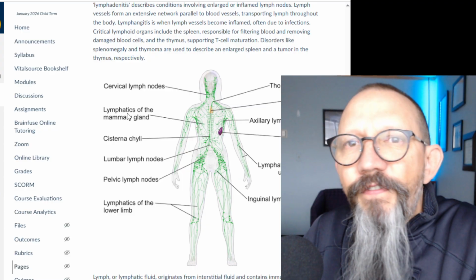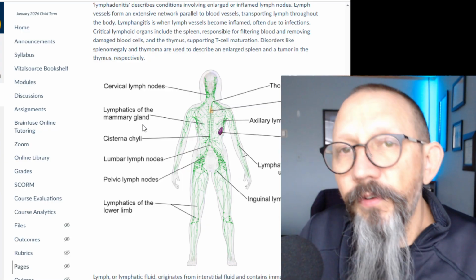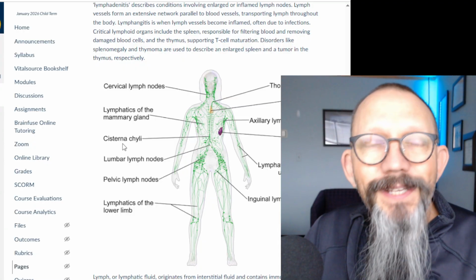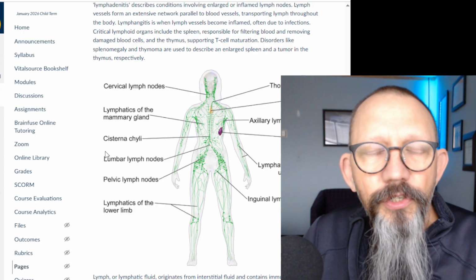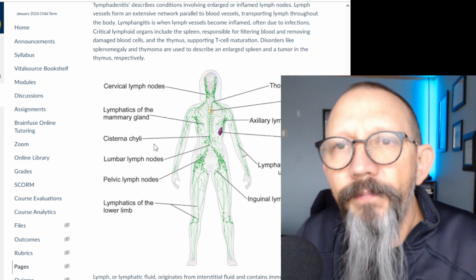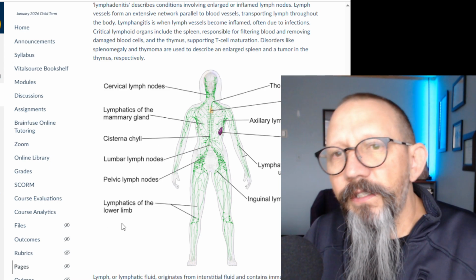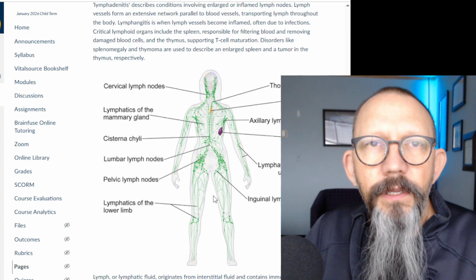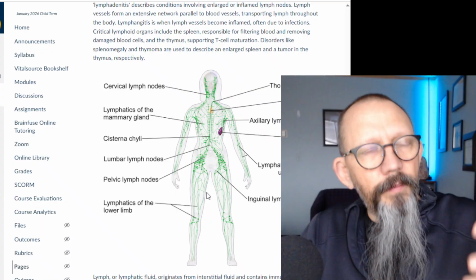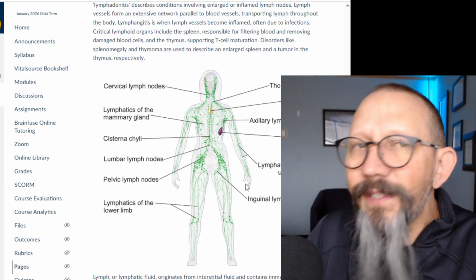Cervical lymph nodes, lymphatics of the mammary gland. A lot of those, they like to take those out if there's a cancer problem. Cisterna. A cistern is a holding cell for fluid. Chyli has to do with the fluid, right? And lumbar lymph nodes, pelvic lymph nodes, lymphatics of the lower limbs. So you have inguinal. Inguinal is right in the crease where the legs meet the body, right? Lymphatics, upper limbs, spleen recycles blood.